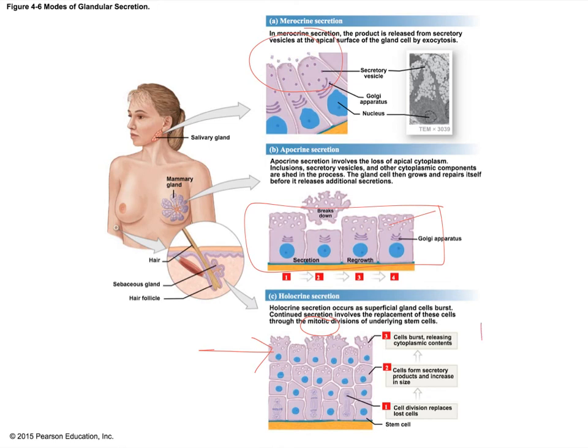If you look at the steps here about how holocrine secretion works, you have number 1, cell division replaces lost cells. Number 2, cells form secretory products and increase in size. And then number 3, those cells burst and release their cytoplasmic contents. So that is a sebaceous gland, and it shows you here in the picture where the sebaceous gland is. It's your oil gland. It's at the root of the hair follicle.